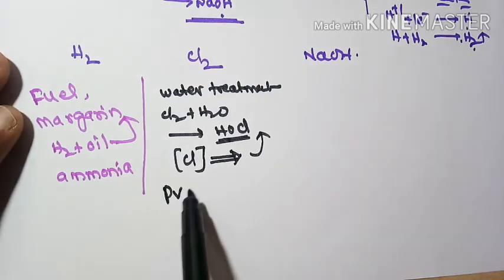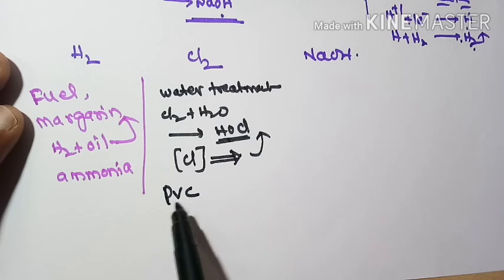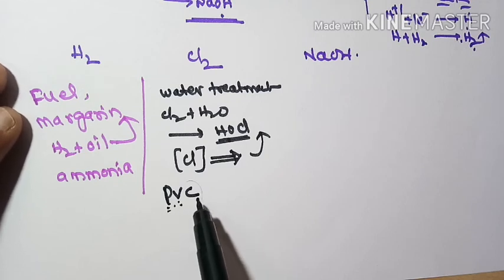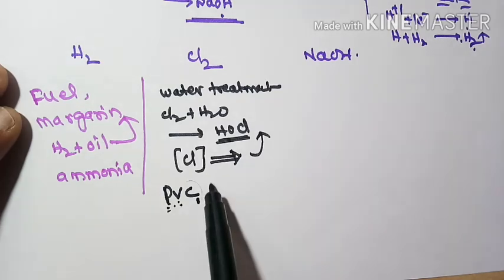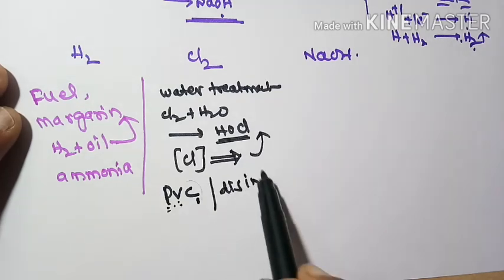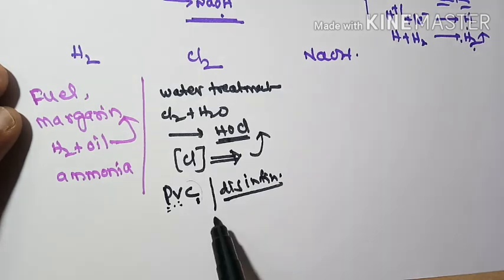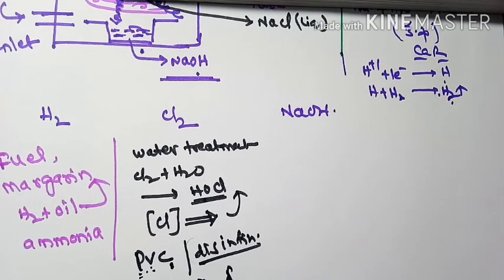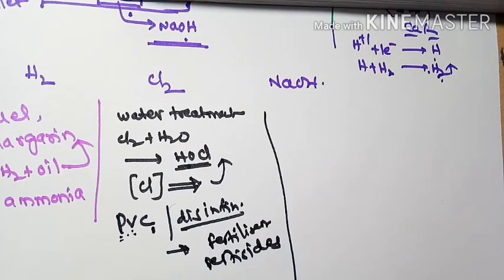And it is used to prepare PVC. What is meant by PVC? Polyvinyl chloride. Have you ever seen polyvinyl chloride? It is nothing but the plastic pipes we use in daily life. Next, it is also used as a disinfectant. It is also used to prepare fertilizers and pesticides.